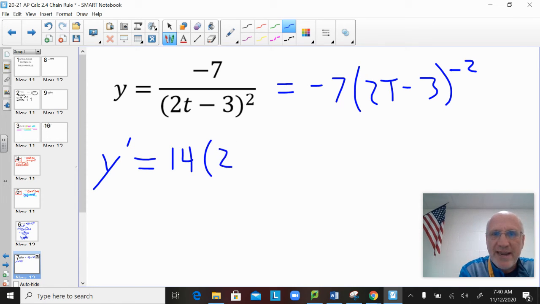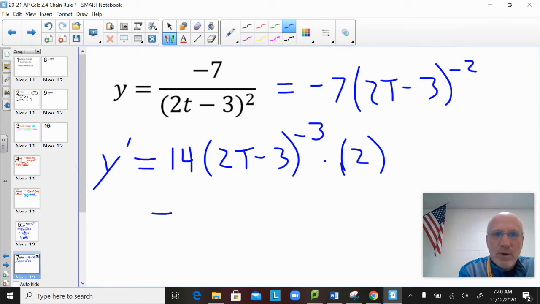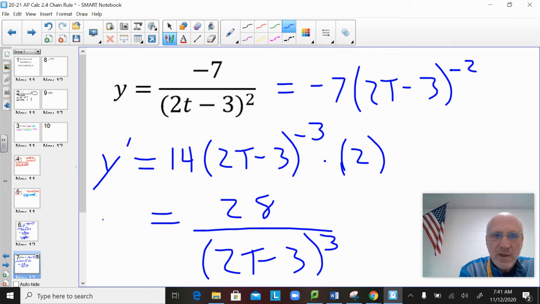And then I don't change the inside. I lower the exponent by 1. But now the chain rule says I have to multiply that by the derivative of the inside. The derivative of 2t minus 3 is just 2. And now how might this look? 14 times 2 is 28. And I might move this to the bottom since it's a negative exponent, as 2t minus 3 to the third power. I think there's my derivative.